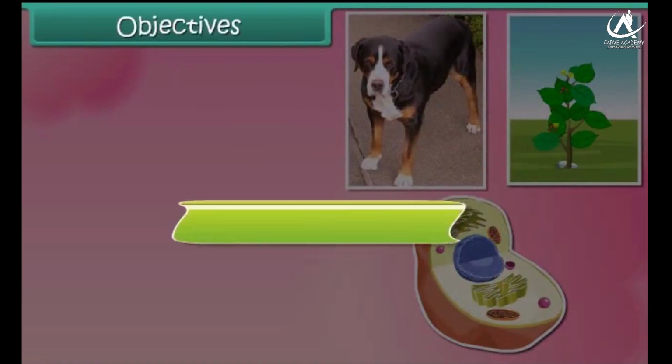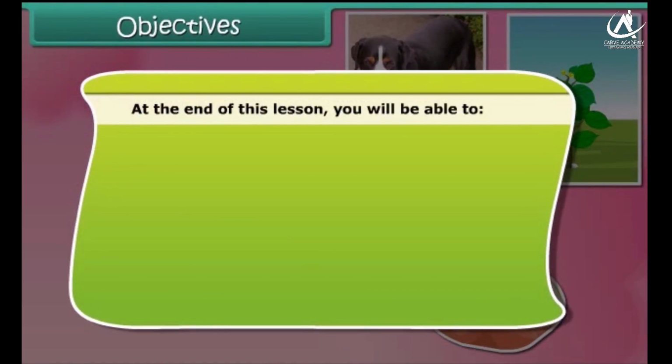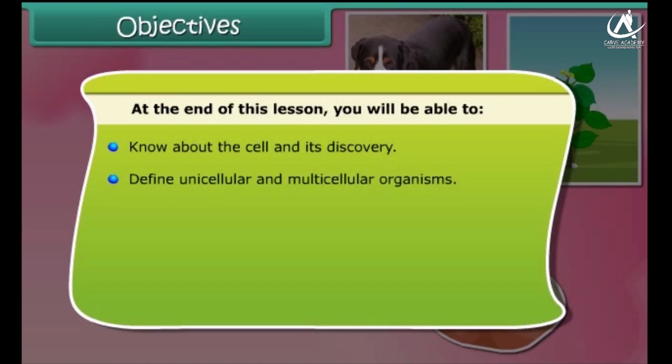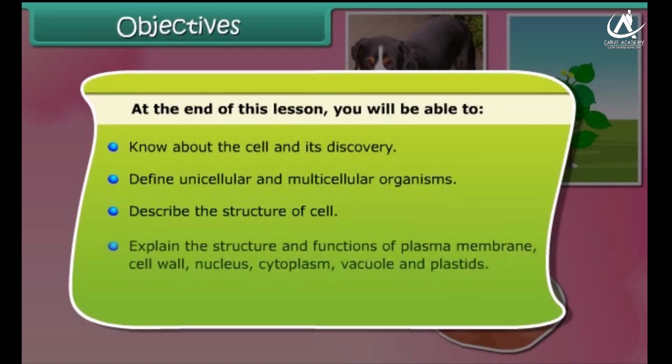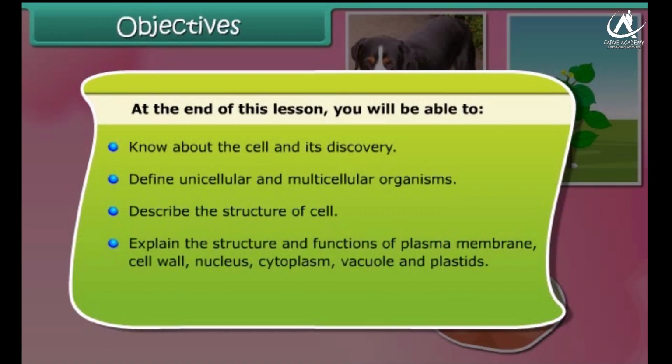Objectives. At the end of this lesson, you'll be able to know about the cell and its discovery, define unicellular and multicellular organisms, describe the structure of cell, explain the structure and functions of cell membrane, cell wall, cytoplasm, nucleus, vacuole, and plastids. Differentiate between the plant and animal cell.